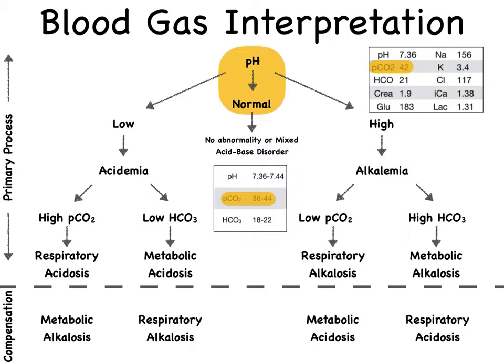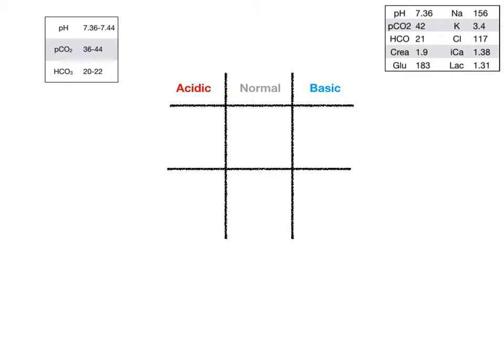So, let's look at the respiratory component. The PCO2 is 42, which is a normal PCO2. Likewise, when we look at the metabolic component, we see the bicarb is also normal at 21. So, things are looking pretty normal. If you prefer the tic-tac-toe method, we see that our pH is normal, the CO2 is normal, and the bicarb is also normal. All 3 things line up in the normal column, so this looks like we have a normal blood gas.